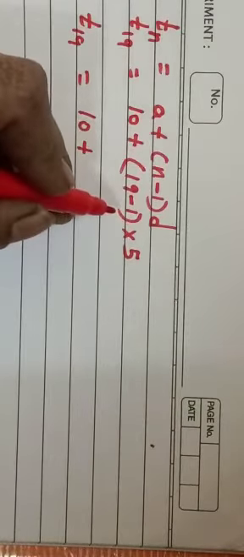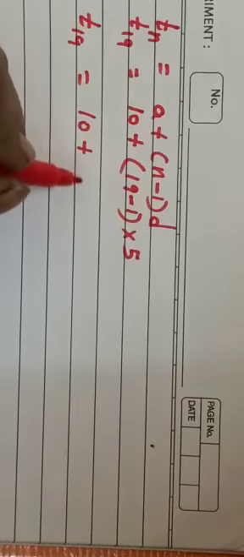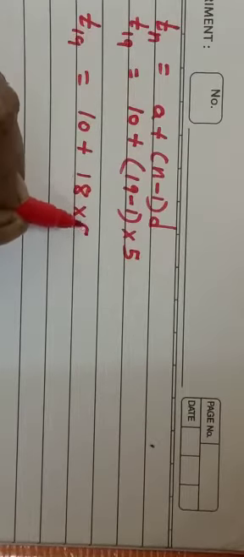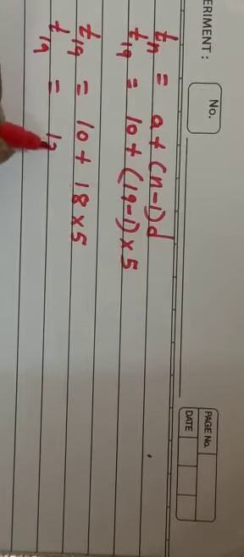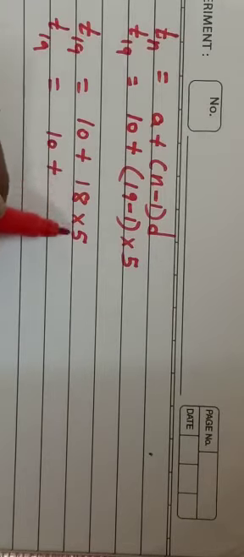Then T19 is equal to 10 plus 19 minus 1. According to the rule, first you have to solve the bracket, though subtraction is given. So you will get 19 minus 1, 18 into 5. So you will get 19th term is equal to 10 plus, according to the rule, first multiplication and then addition. So we will get 18 fives are 90, which is equal to 100.